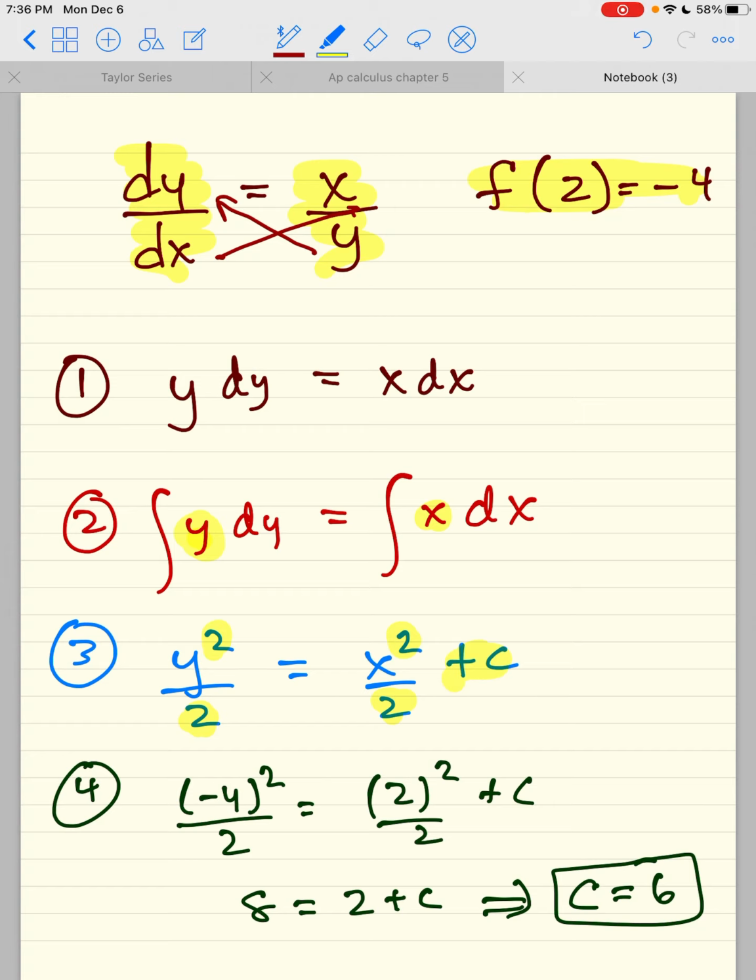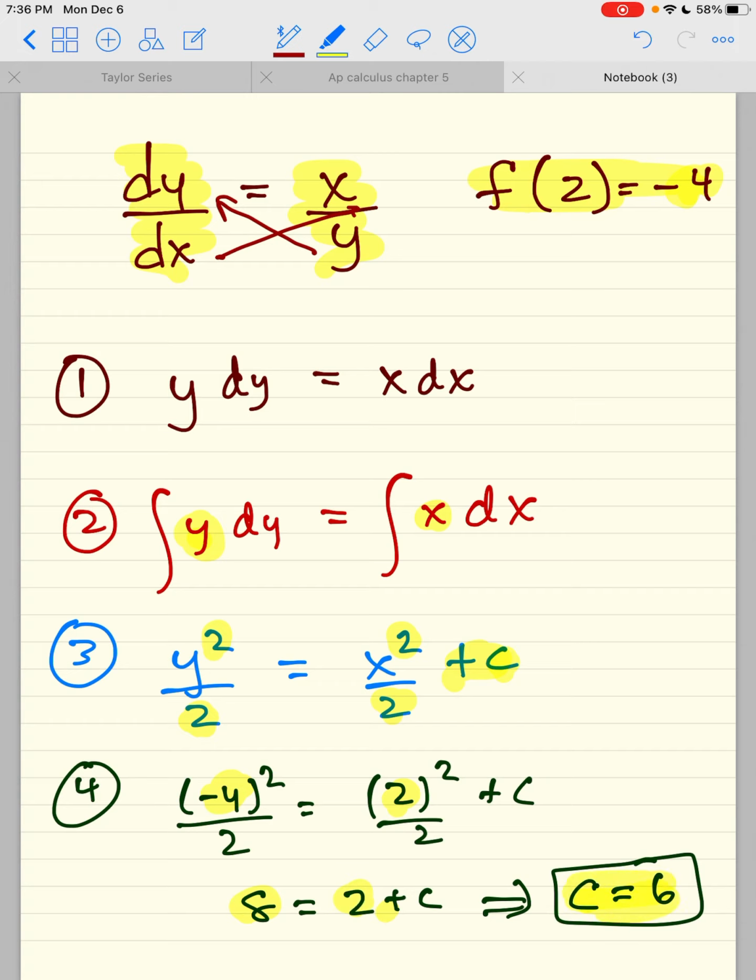You are not to do anything about simplifying, cleaning up, or anything until you solve for c. So what I did here was I plugged 2 for x, negative 4 for y. I got negative 4 squared is 16 over 2 is 8. 2 squared over 2 is going to be 2. C is equal to 6.